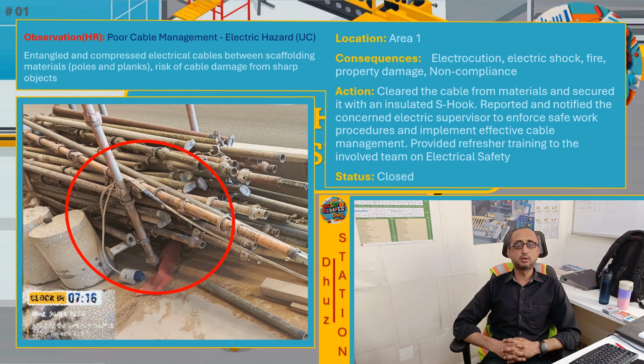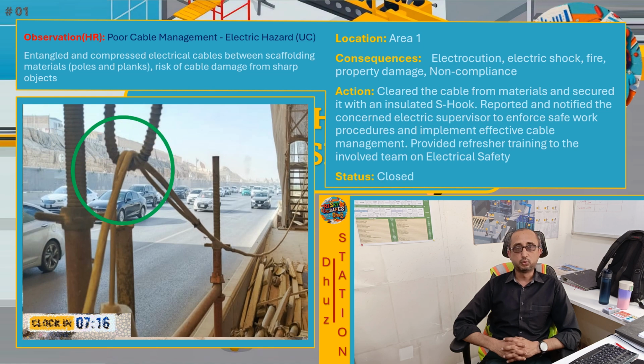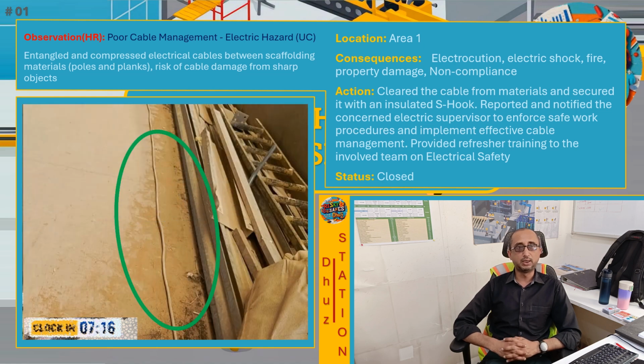So our safety team immediately called upon the electric team. Their representative came immediately and looked at the situation. He first of all tested whether the cable was damaged or not. Once it was sure that the cable was not damaged, he very carefully cleared the cable from the metallic parts, and then used an insulated S hook to hang it away from the metallic part. Also, the safety team recommended refresher training on electrical safety for all the involved teams, especially the scaffolding team, which was conducted.